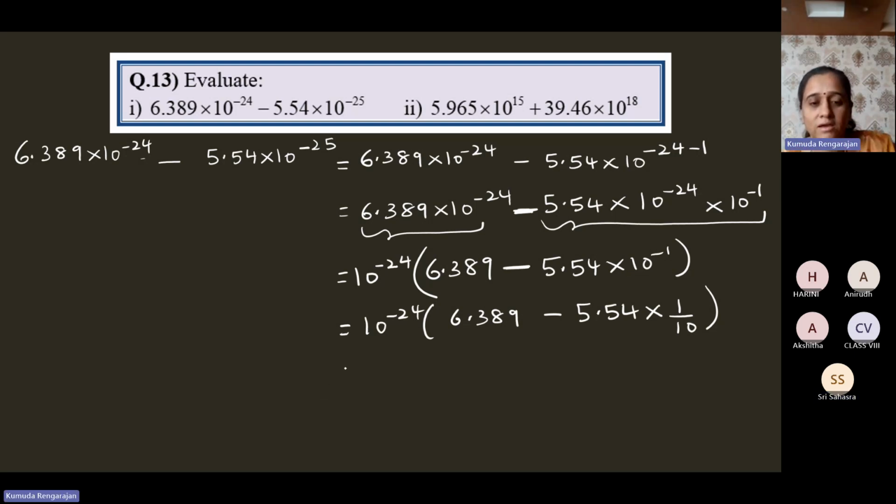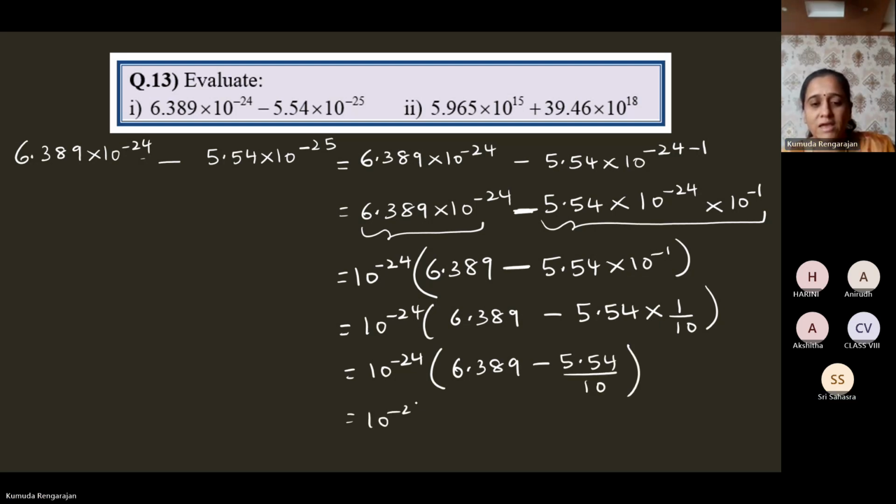Now this is 10 to the power minus 24, open bracket, 6.389 minus 5.54 by 10. Okay, I'll just write that. 5.54 by 10, like this. So next step, as it is, minus, what is 5.54 by 10? It is 0.554. Shift the decimal point to the left. Divided by 10. So shift the decimal point to the left by one place. 0.554. Close the bracket. Now we need to subtract.